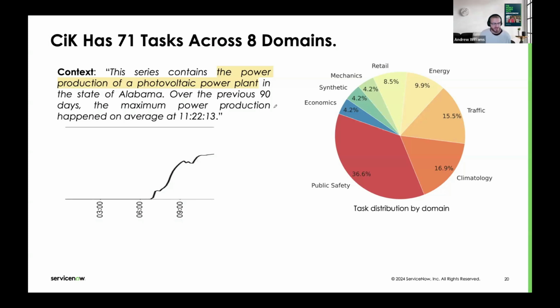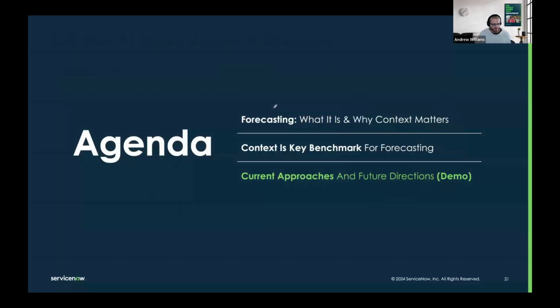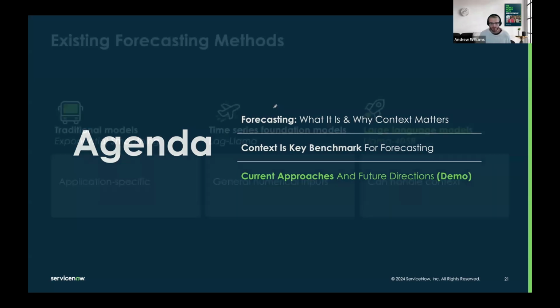Kik is the set of tasks. It deals with context sources, capabilities, and it's across a wide range of domains. So what we want to do is use Kik to evaluate methods, right? And so now the final section is we want to look at current approaches and see how they perform on the Kik benchmark and see just how well they perform.